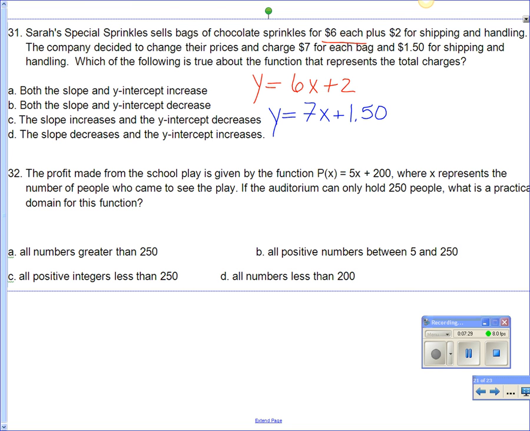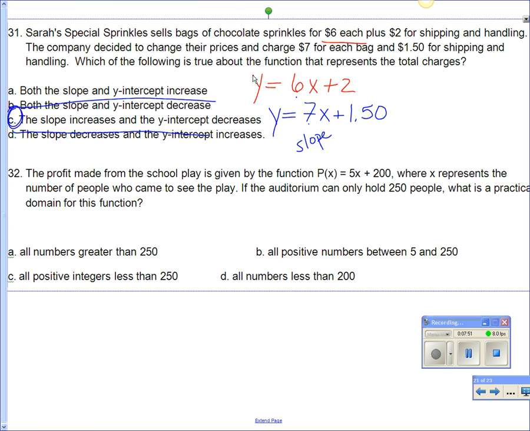Well, remember that 6 and 7 are my slope because they're with x, so the slope increased. So I can mark out B and D. And 2 and $1.50 are my y-intercept, and that increased. I'm sorry, that decreased from 2 to $1.50 decreased. So that is C.